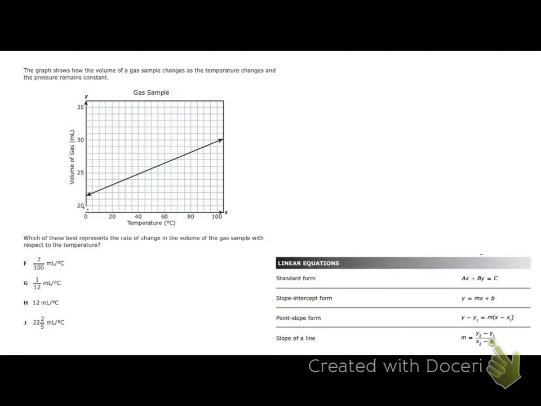Which of these best represents the rate of change of the volume of the gas, the rate of change of y, with respect to the temperature x? Now, once again, we don't really have to be able to interpret the wording because we know that our y is on our y-axis and our x is on our x-axis. But here, just the wording. If they say rate of change of volume with respect to temperature, they're telling us that volume of the gas is y, with respect to the temperature is x.